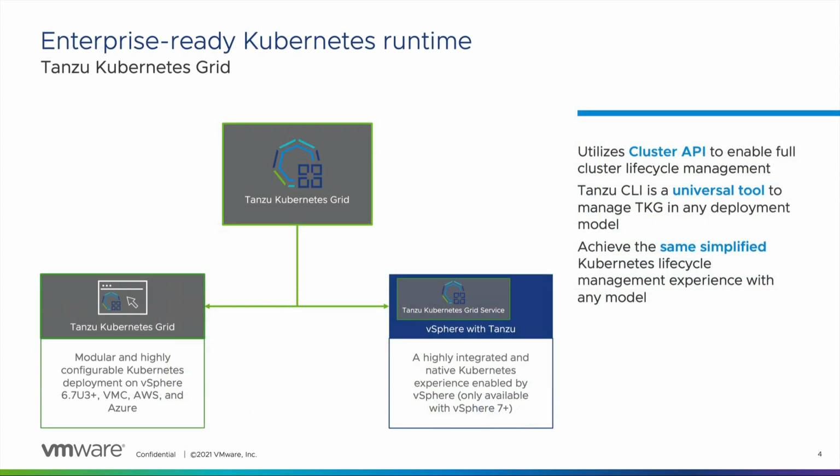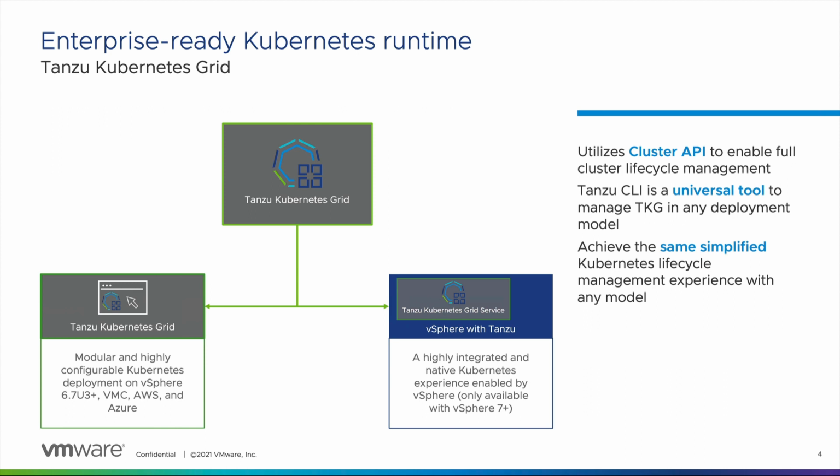Tanzu Kubernetes Grid is the enterprise container runtime that utilizes Cluster API to enable full lifecycle management of Kubernetes clusters. Tanzu Kubernetes Grid, otherwise known as TKG, is supported in two ways. With the use of the Tanzu CLI, TKG can deploy and manage Kubernetes clusters across any supported infrastructure.